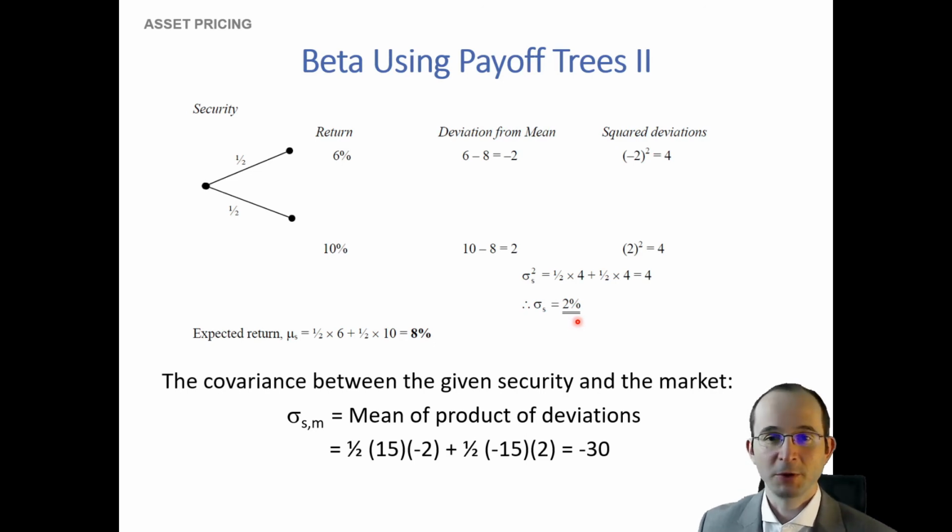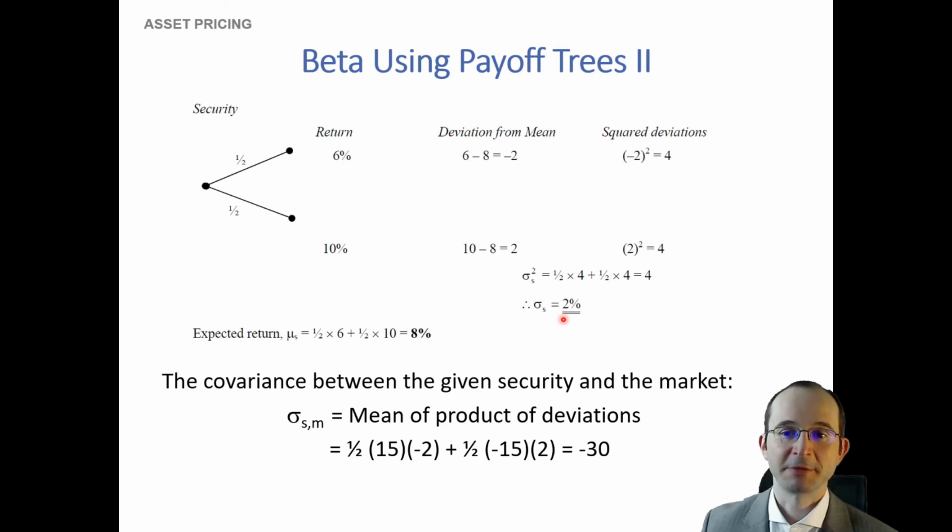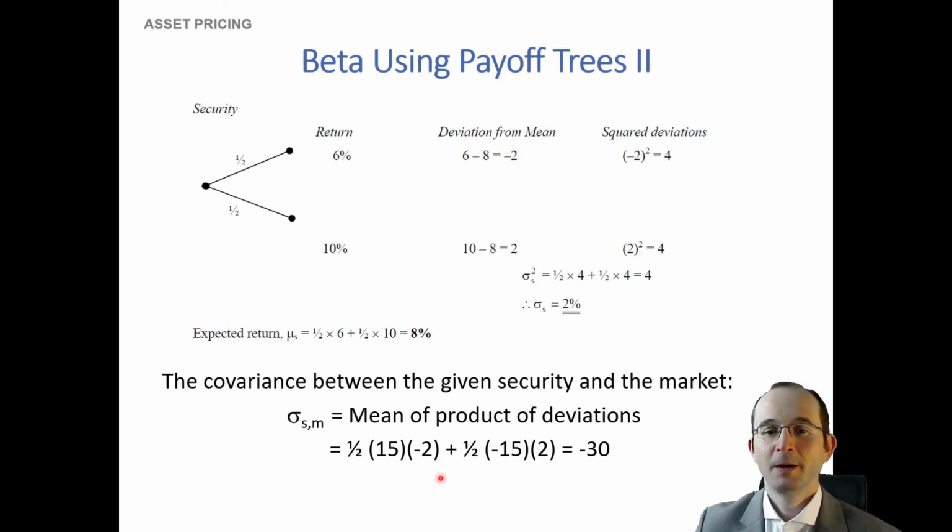So now that we actually have the two variances, we know the variance of the market is 225, the standard deviation is 15%, the standard deviation of the risk asset is 2%. What's the covariance between the two? Well, remember, that's the expected value of the product of the asset-specific deviations from the mean. So for the good state of the world, the market's deviation from the mean is 15. The risk asset's deviation from the mean is -2, as we calculated here.